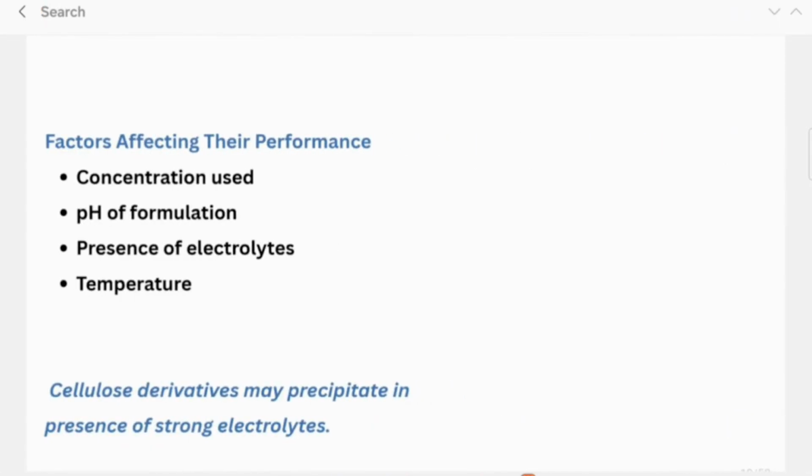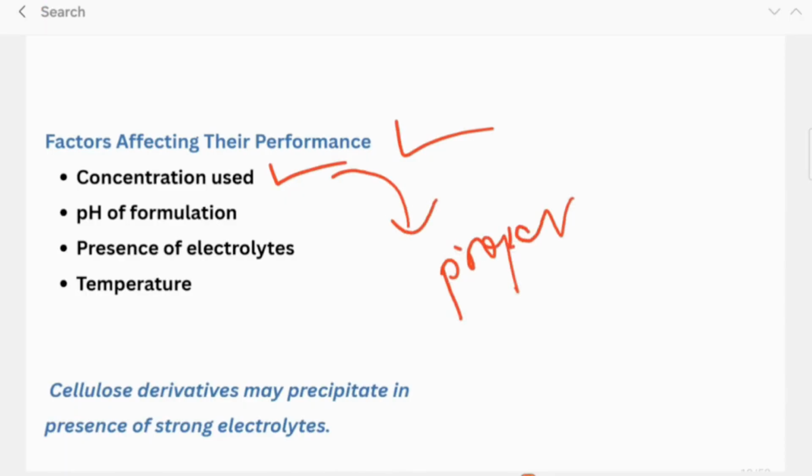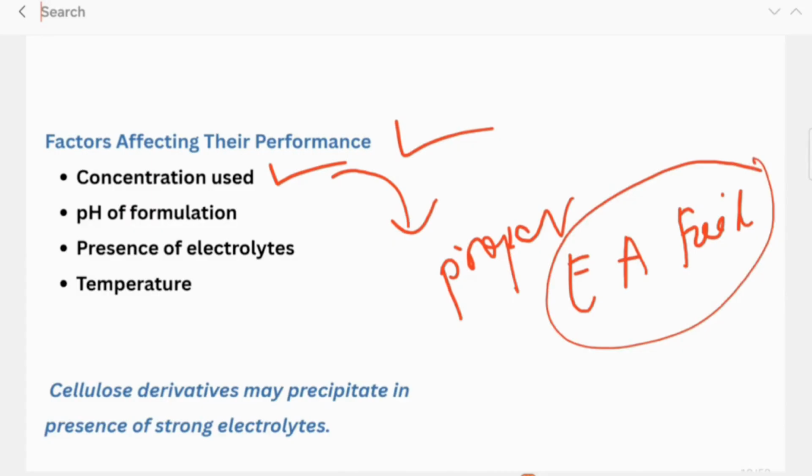Now the factors which affect the performance of the emulsifying agent. The main factor is the concentration used. If we do not use it in a proper concentration, the emulsifying agent will fail and will not be able to produce a stable emulsion. Then the pH of the formulation, the presence of electrolytes, and temperature.